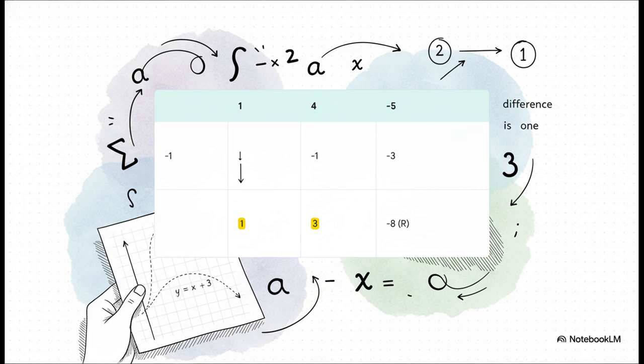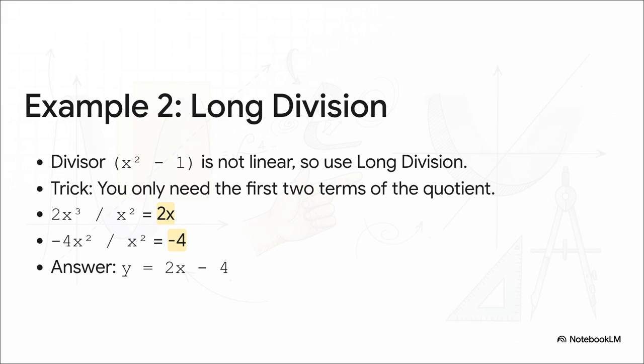We pop our coefficients 1, 4, and -5 into the setup. We run through the process, and that bottom row gives us everything we need. The 1 and 3 become our quotient, 1x plus 3. That -8 is the remainder, and what do we do with the remainder? We ignore it. So the asymptote is y equals x plus 3. Done. Now for a different beast.